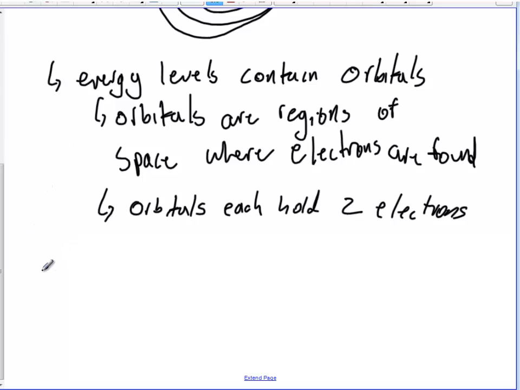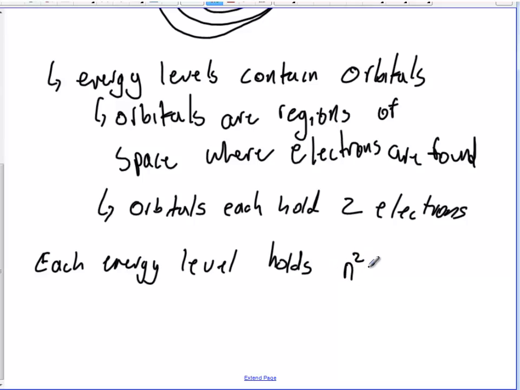And so there's this relationship. Each energy level holds a different number of orbitals. Really, what I want to say here is each energy level holds n squared orbitals, where n is the energy level.